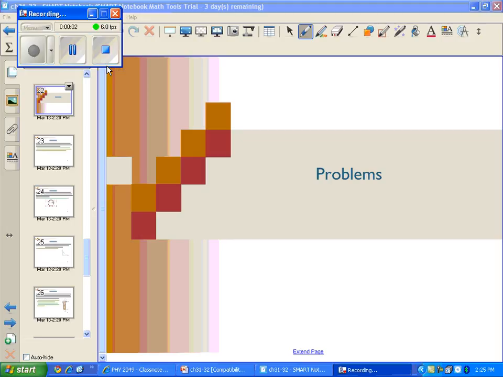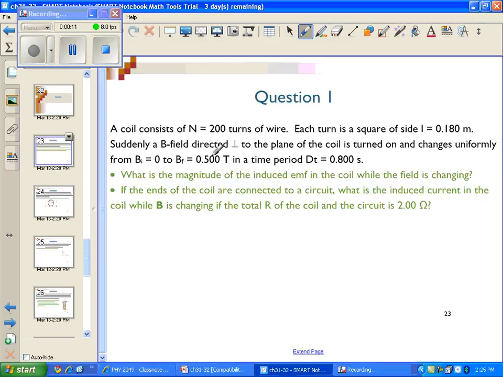Welcome to the first part of the problem-solving session for chapters 31 and 32. Let's begin with the first question.